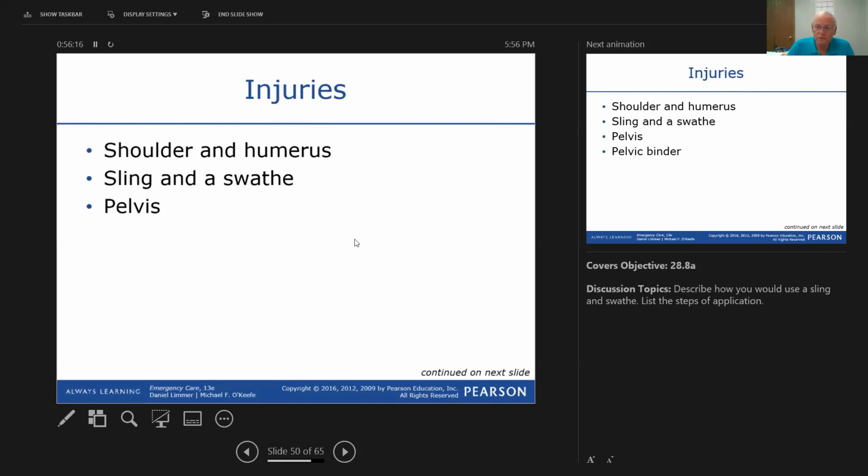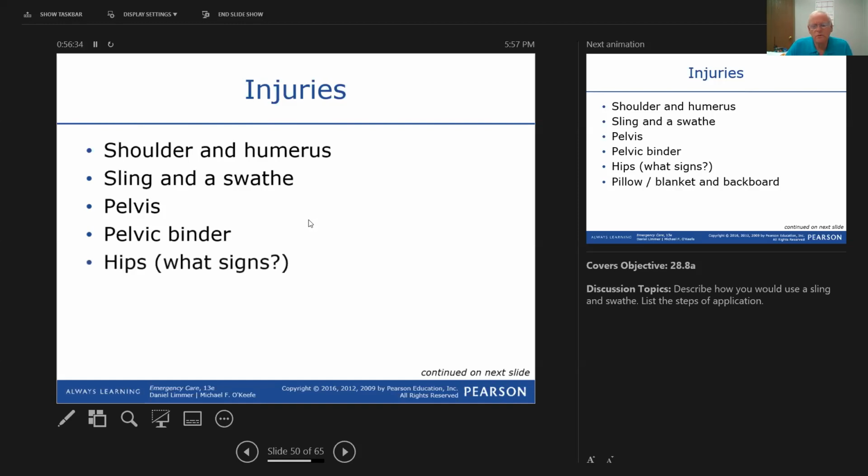But what we can do is put on a pelvic binder or a pelvic sling, which is simply, there's commercial ones that you can use. It's like a big belt that goes around the pelvis type of thing. And you can make one with a sheet. I think I got a picture of one here too.